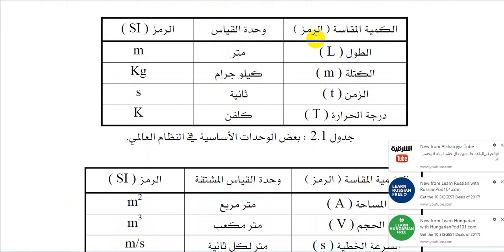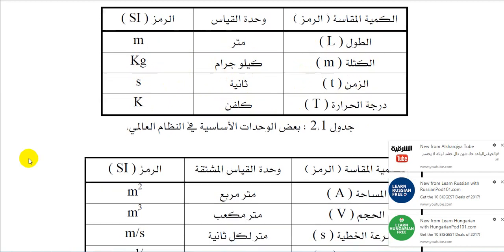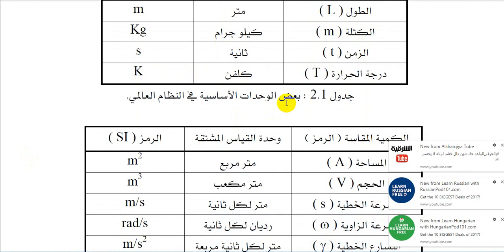The scaled quantity, its symbol, the measuring unit, and the SI symbol. Length L in meters, mass M in kilograms kg, time T in seconds S, and temperature in kelvin K. Table 1-2 is the fundamental units of the SI system.